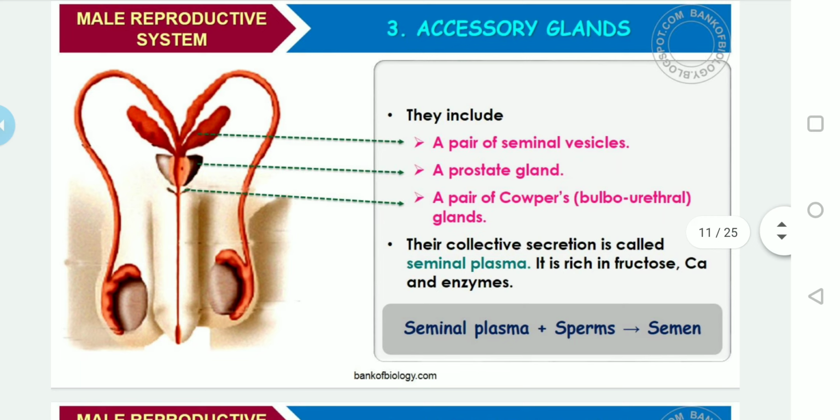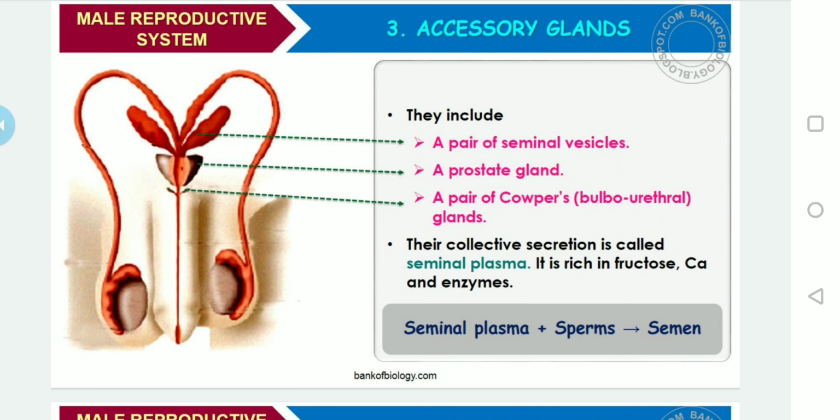So after the accessory ducts, let us discuss briefly the accessory glands. The accessory glands include paired seminal vesicles, a prostate gland, and a pair of bulbourethral glands, also known as Cowper's glands. Their collective secretion is called seminal plasma.